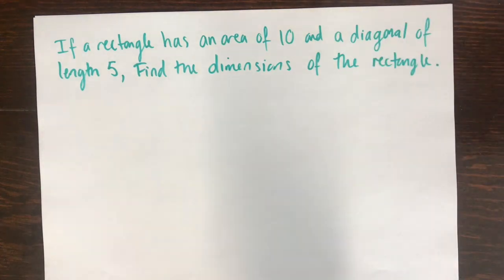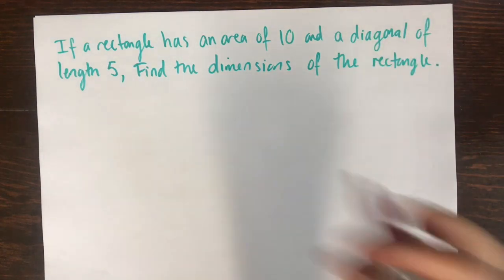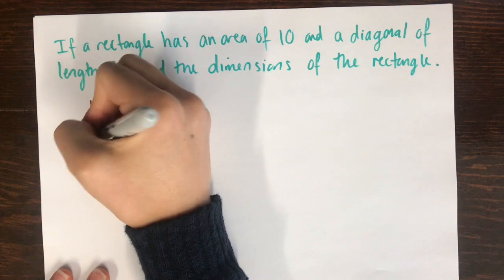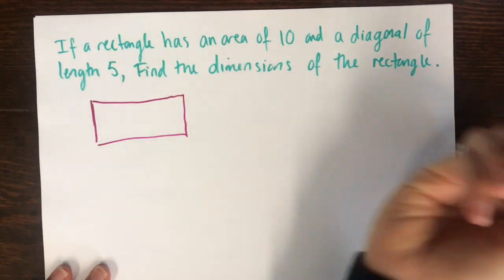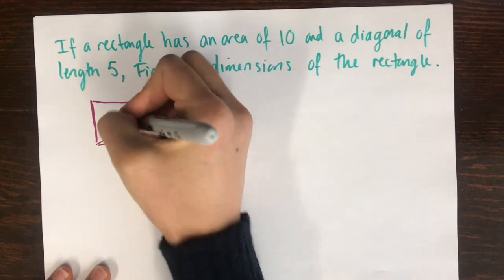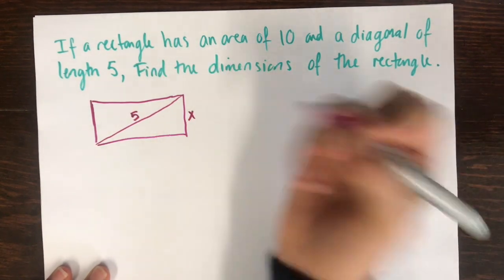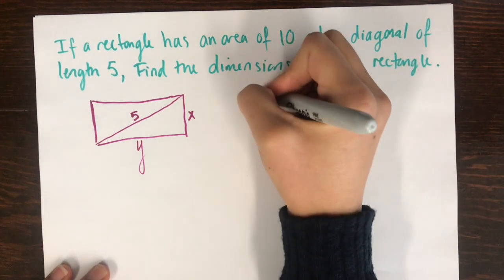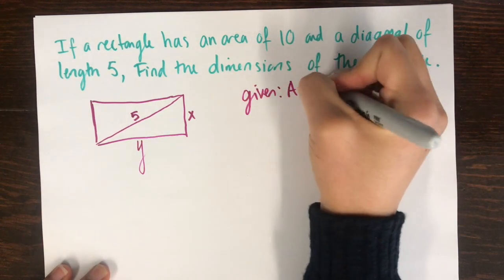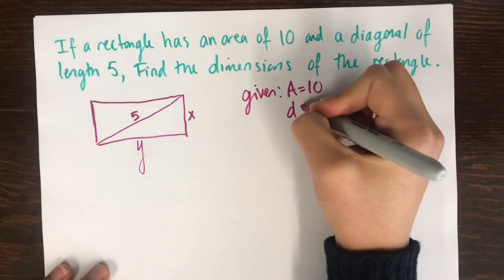I found both solutions. So this next one, if I have a rectangle with an area of 10 and a diagonal of length 5, I want to find the dimensions. So I'm going to draw this. I have a diagonal of 5, so I'm going to draw that across, label it with 5. And then I also know that I want to find the dimensions. So I've got two unknowns. I'm going to call them x and y. It doesn't actually matter where I put x and y. I'm just going to put them in those two locations for now.